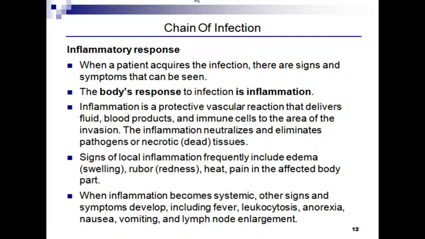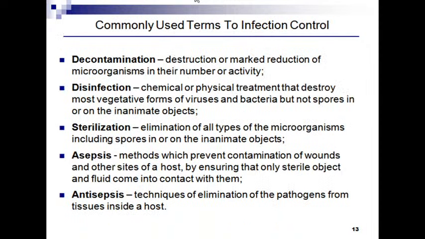When the inflammation becomes systemic, other signs and symptoms develop, including fever, leukocytosis, anorexia, nausea, vomiting, and lymph node enlargement. So we can observe two types of response due to invasion of bacteria: local symptoms, local inflammation, and a general, systemic inflammatory response to bacteria.